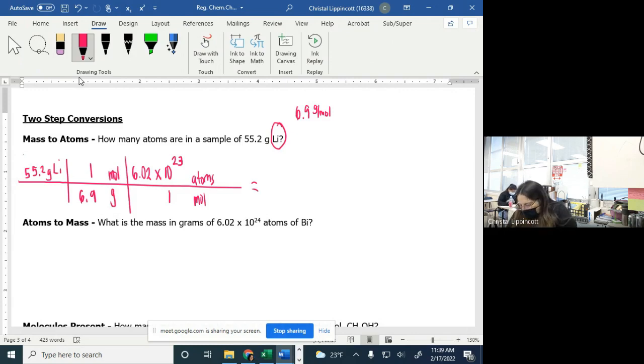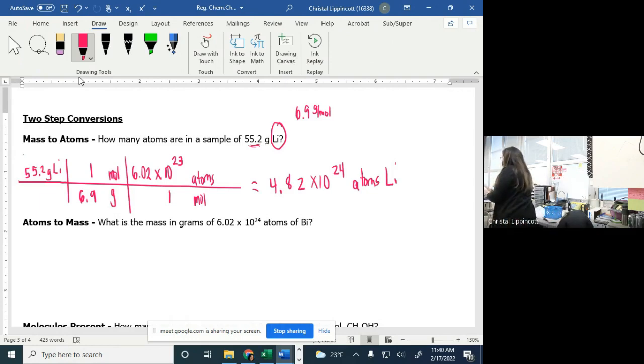So we go to our handy dandy calculator and type in 55.2 times Avogadro's number divided by 6.9, and I end up with, and I need 3 sig figs because I had 3 sig figs here, 4.82 times 10 to the 24th, and that's going to be atoms of lithium. So make sure that you can take your calculator and get that same answer. Because if you're not, we need to talk about how to use your calculator. And call me over. It'll just take me a minute to get that done for you, okay?